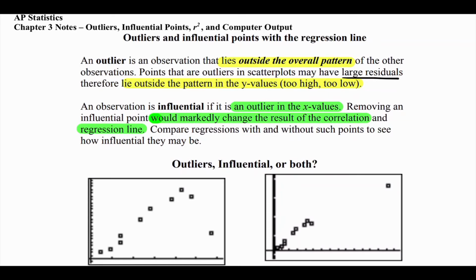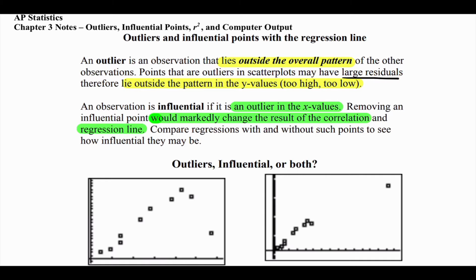Okay. So if it's an outlier, it has a large residual, and therefore it lies outside the pattern in the y values. So it's too high or too low, right? Its main discrepancy is the y. Okay, that's outlier. Influential could be a little different.